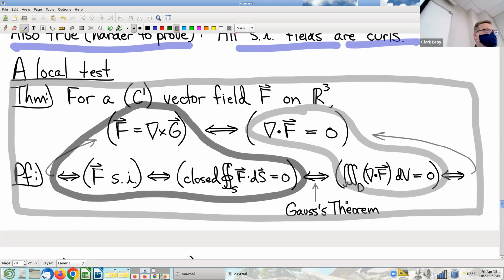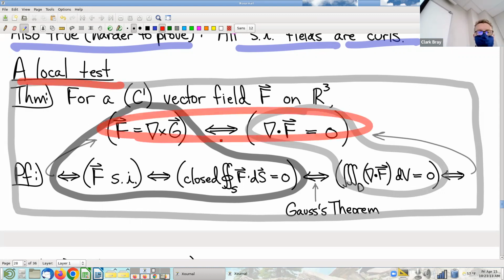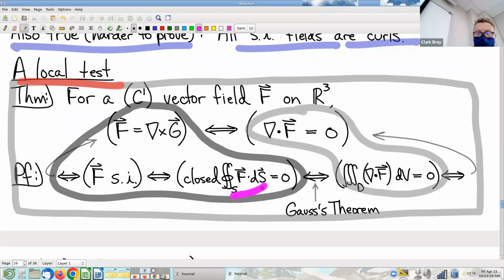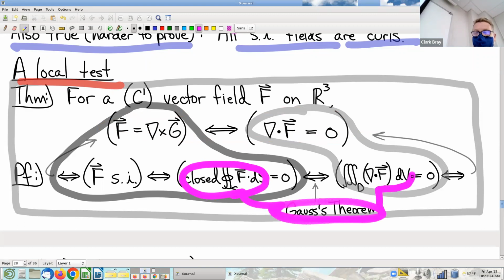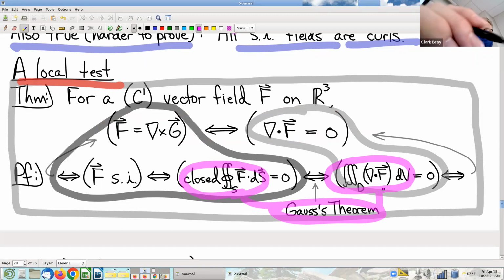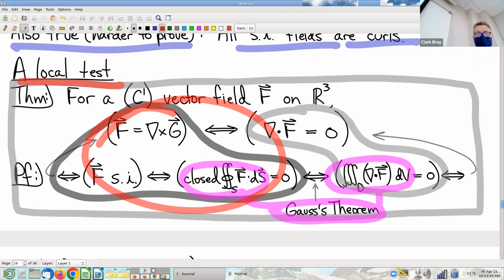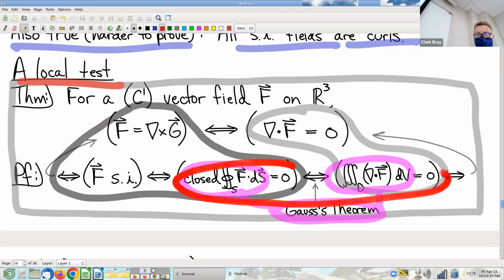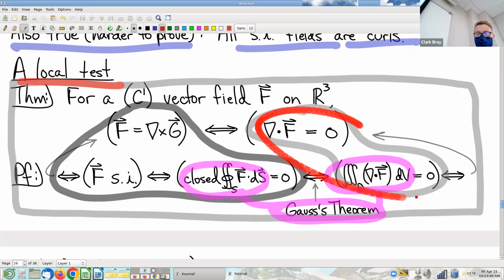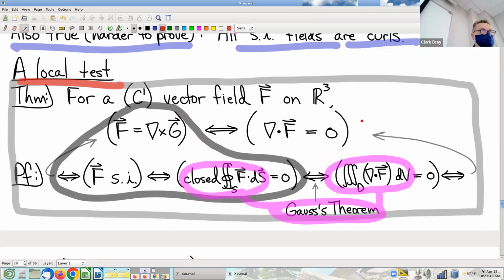And the connection between these two ideas and the way we get what I'm going to call a local test, just like we did for path independence twice, is by way of closed fluxes. Gauss's theorem tells us closed fluxes are triple integrals of divergence. And so that gives us this local test. This condition is equivalent to that condition, and therefore all five of the conditions written down here are therefore all the same.